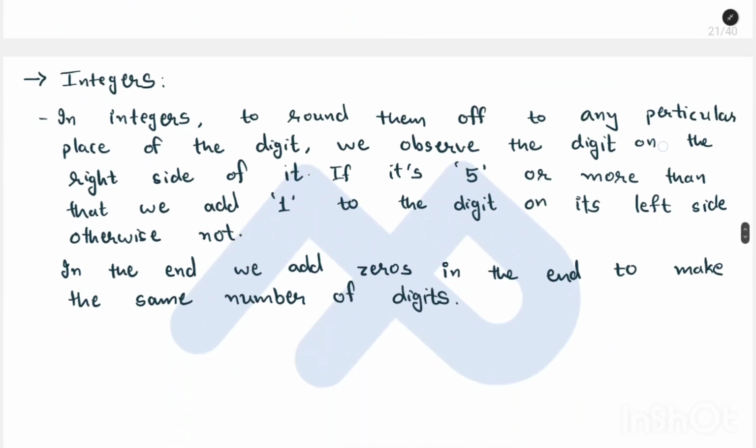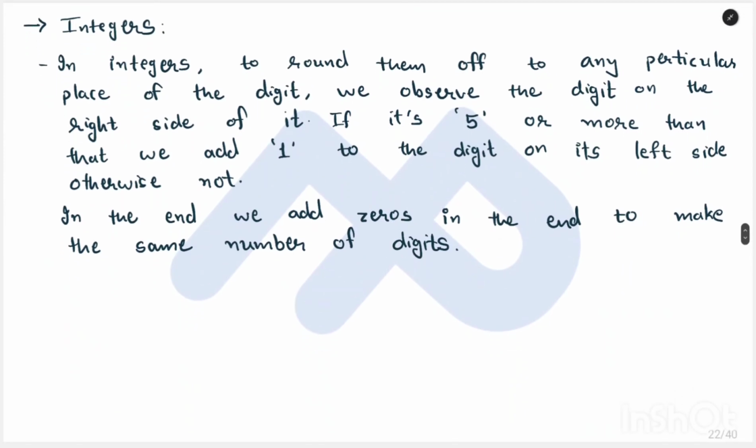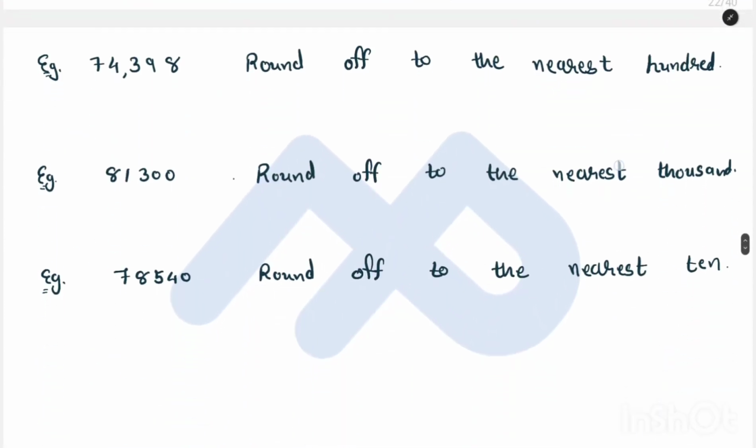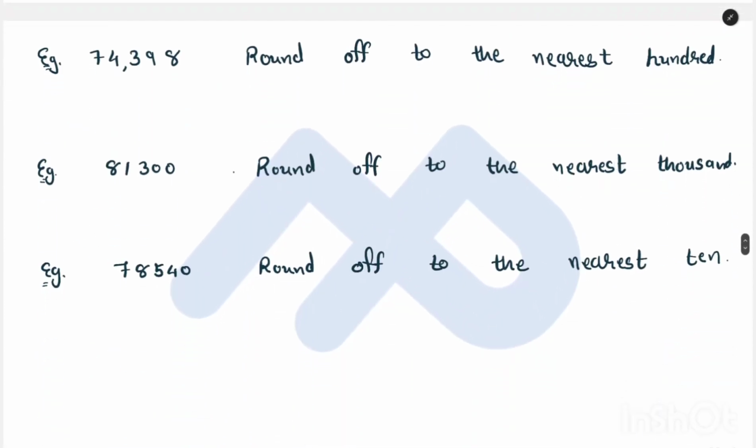Okay, so let's see first integers, how to round off the integers. Okay, so this is just a simple note written here, but I don't think you need it right now, because you have already done this nearest 10, nearest 100 or any kind of rounding off in your primary grades. So let's just directly do the example based on that.